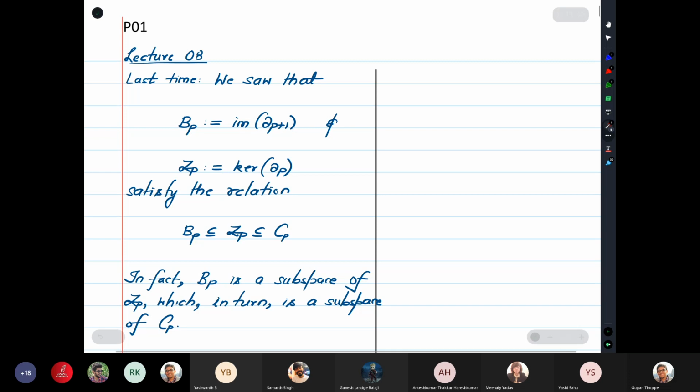In the previous class, if you remember, we defined this set of P boundaries using the following relation. We said B_p is the image of this boundary operator ∂_{p+1}. So for every p, which is an integer, B_p is defined in this way. Similarly, we define the set of p cycles. So this is the set of p boundaries, this is the set of p cycles. Z_p is defined to be the kernel of ∂_p.